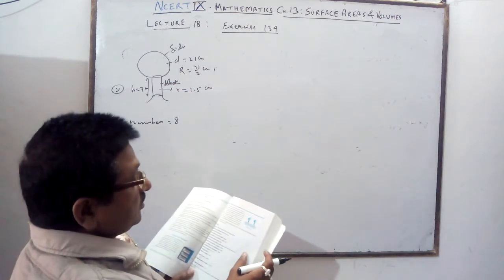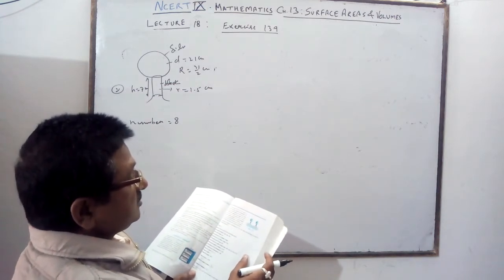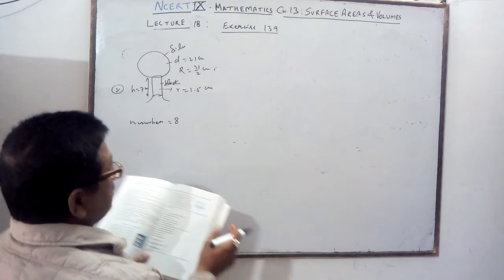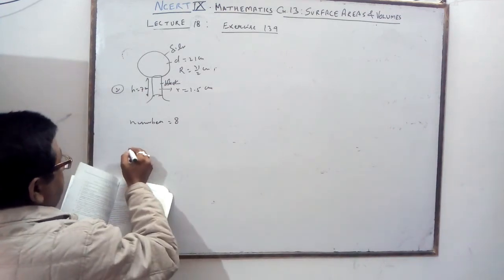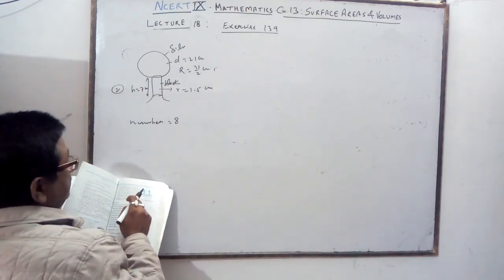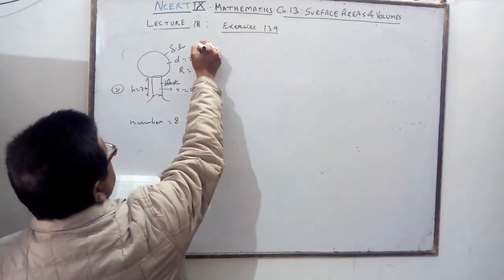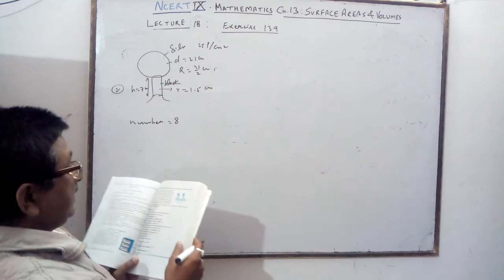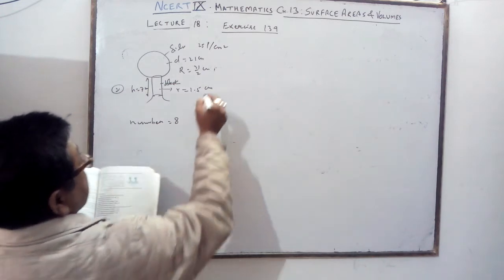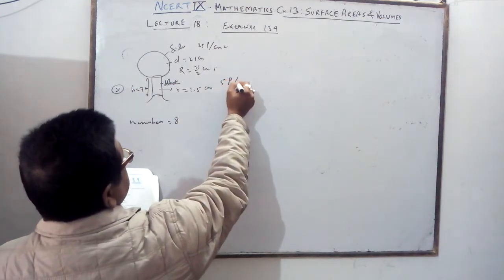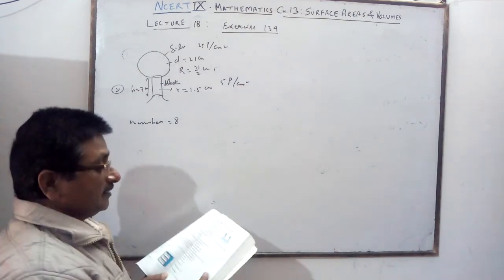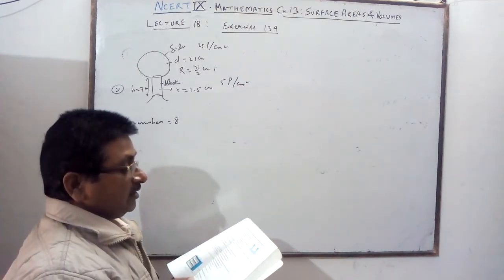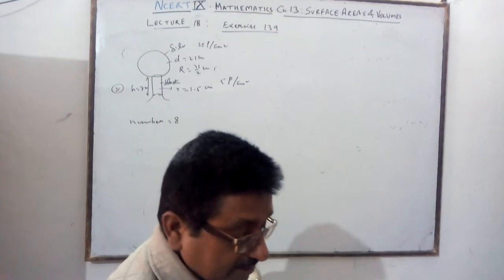So your question is given. Find the cost of painting required. The silver rate is given as 25 paise per centimeter square, and the black paint is given as 5 paise per centimeter square. You want to find the cost of paint required for this.